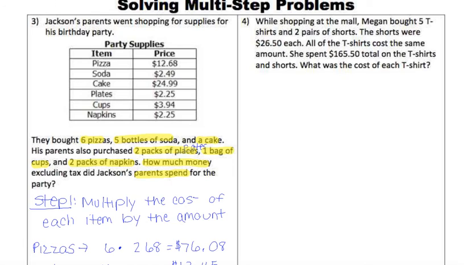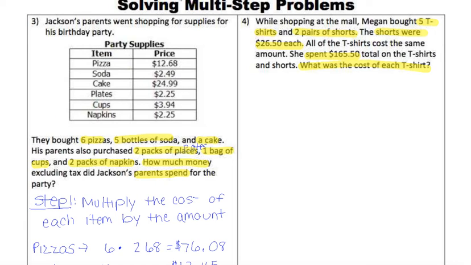Okay, so this one here. While shopping at the mall, Megan bought 5 t-shirts, 2 pairs of shorts, and the shorts were $26.50 each. All of the t-shirts cost the same amount, and she spent $165.50 total on the t-shirts and shorts. What is the cost of each t-shirt? So it's asking, what is the cost of each t-shirt? I bought 5 t-shirts and 2 pairs of shorts, and it says the shorts were $26.50 each. And we spent this much and all the shirts cost the same. So we have to figure that out as part of the problem.